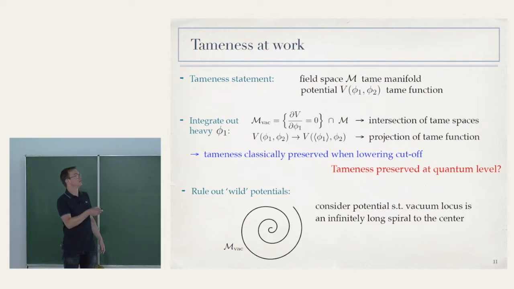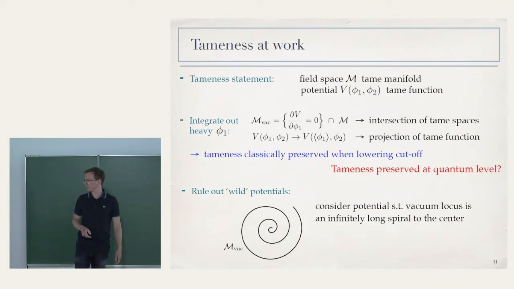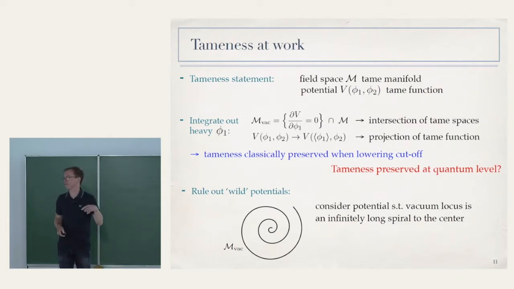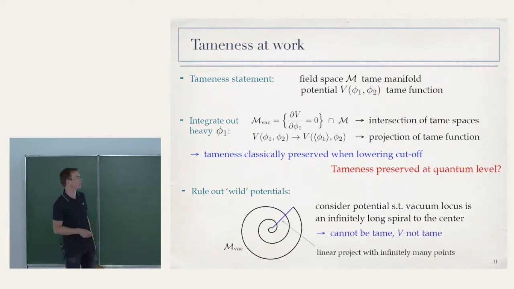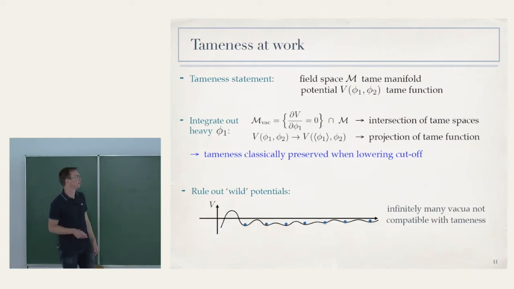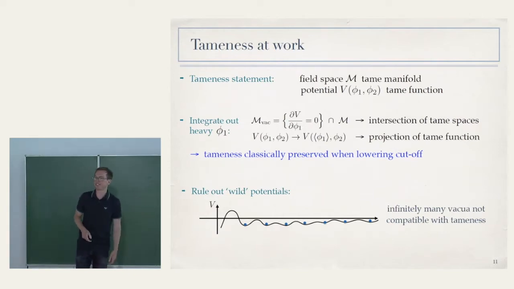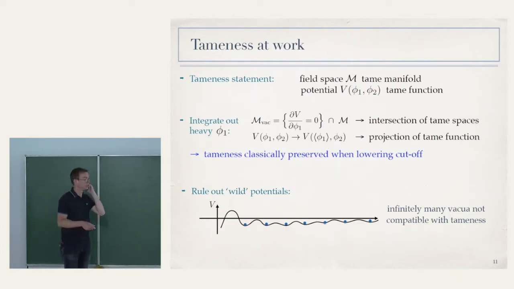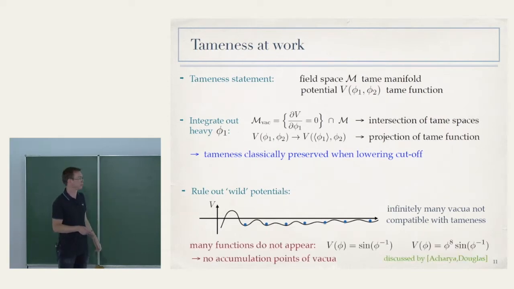For example, my assumption that the potential is tame rules out such potentials which put your minimum into like an infinite spiral. So this is not a tame potential when you can infinitely spiral. And you see, if you make a linear projection, it has infinitely many minima. Another example: you can never have infinitely many vacua compatible with tameness. So there are some string theory settings where you can immediately think, oh, there must be some sort of cutoff where the theory breaks down.